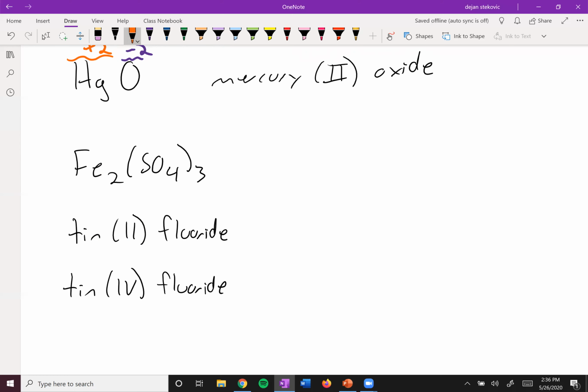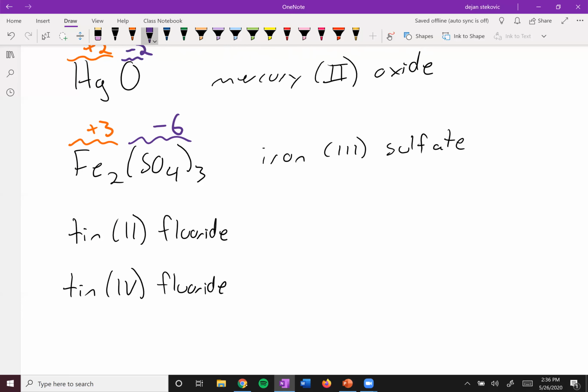Cool, so hopefully you've paused the video and figured these out. SO4 is a polyatomic ion with a -2 charge, and there's 3 of them. So overall, this side is a -6 charge. That has to be balanced out by the irons, and since there's 2 of them, each iron has to be a +3 charge. And so this is known as iron(III) sulfate.